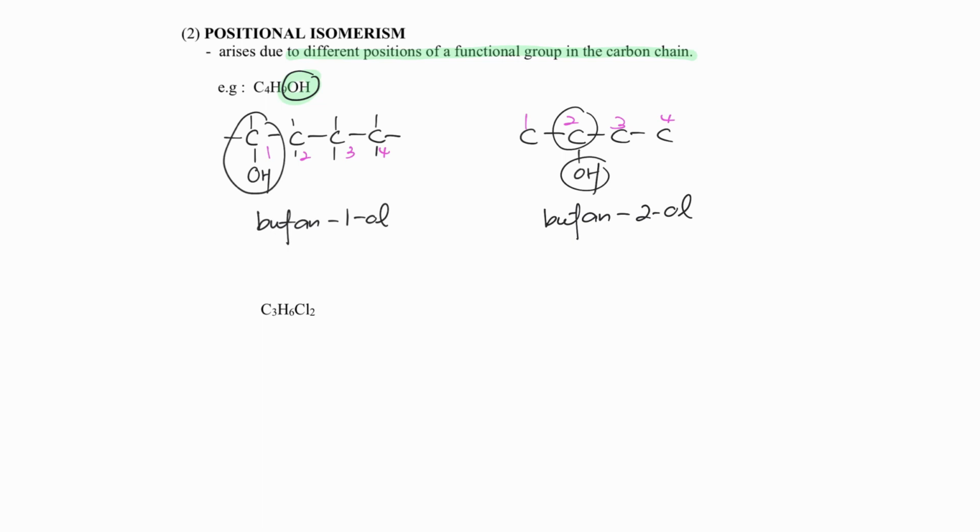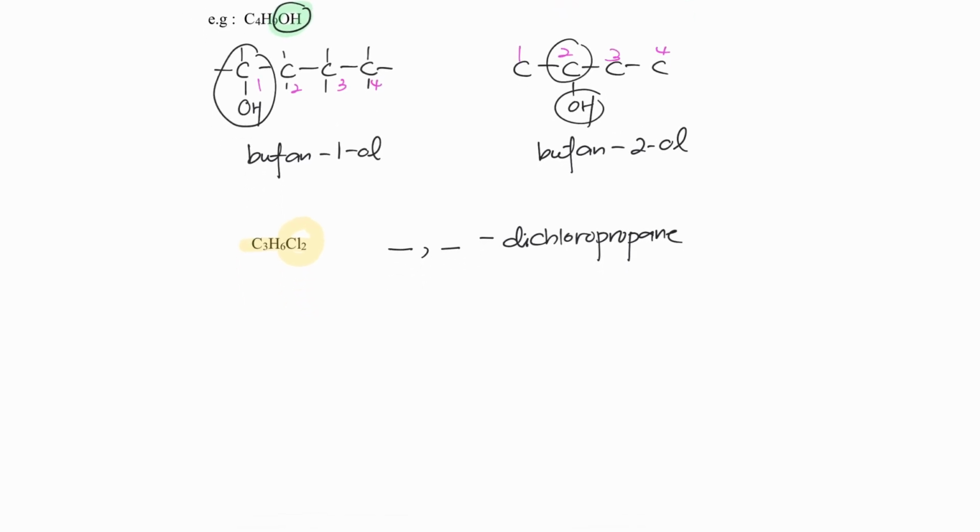So let's go for the second example for this positional isomer. So here we have C3H6Cl2. So the functional group here is chloroalkane. So we can actually have different position of the chlorine. So we have different number for it. And the name of them will be the same. So there will be dichloropropane. So we can switch the position of these 2 chlorine to have different positional isomer.